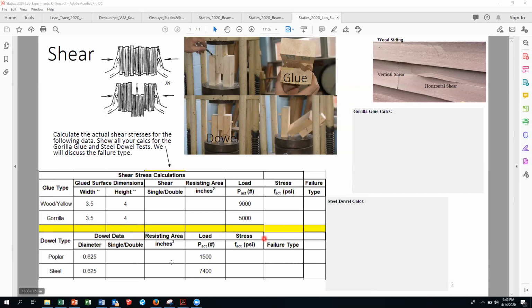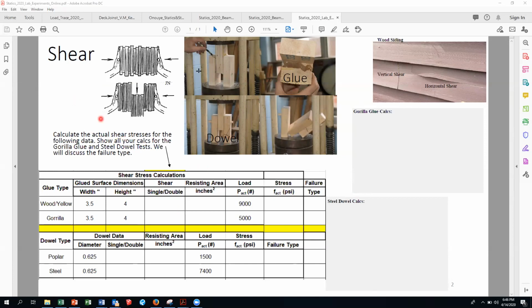So you have to fill in all of the chart, and you only have to show me two calcs, the Gorilla Glue calcs and the steel dowel calcs. And these calcs are due tomorrow night, Wednesday. What calcs are we doing? Is it similar to what we just did? No, there's two different things. It's still dealing with shear, but this is a lab experiment.